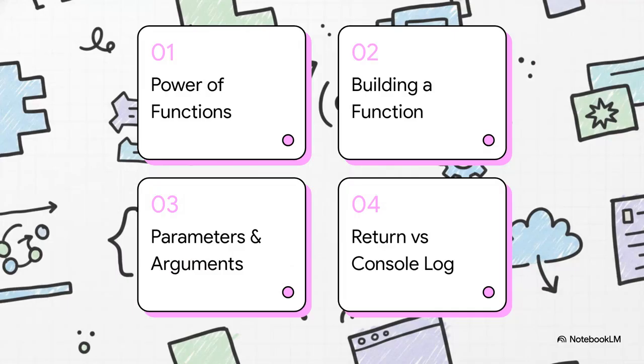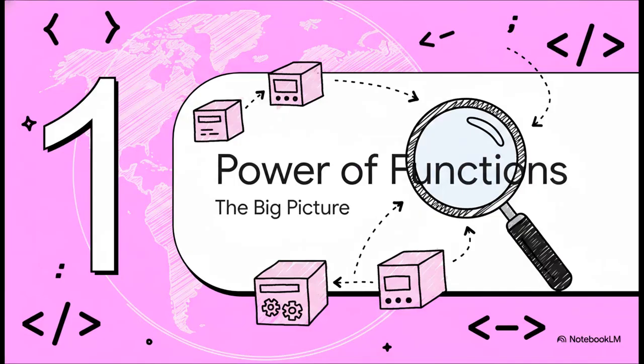Okay, here's our roadmap for today. We're going to hit 4 main stops: the power of functions, building a JavaScript function, parameters and arguments, and finally, we'll settle the whole return versus console.log debate once and for all. All right, let's jump into part 1, the power of functions, the big picture.